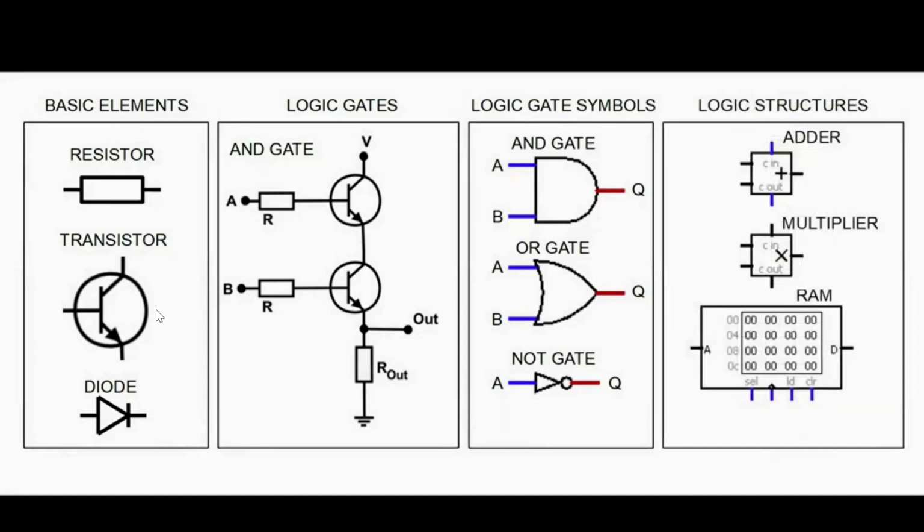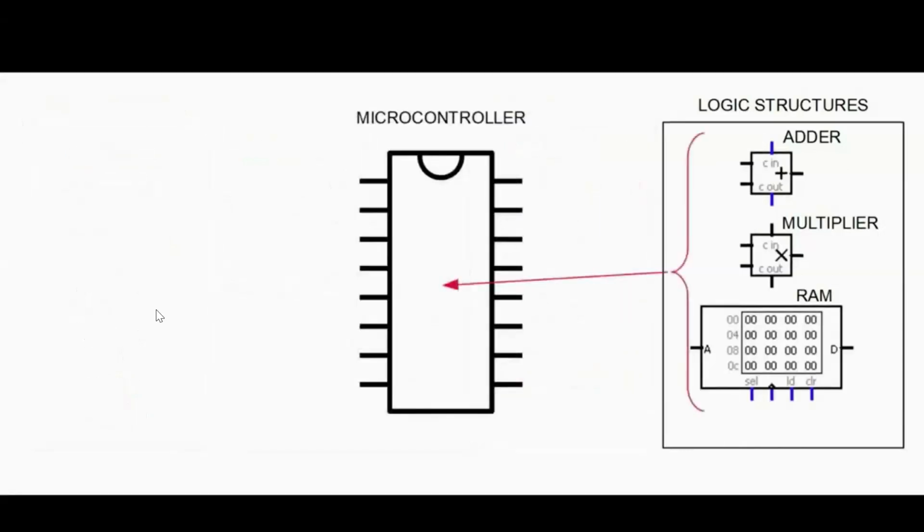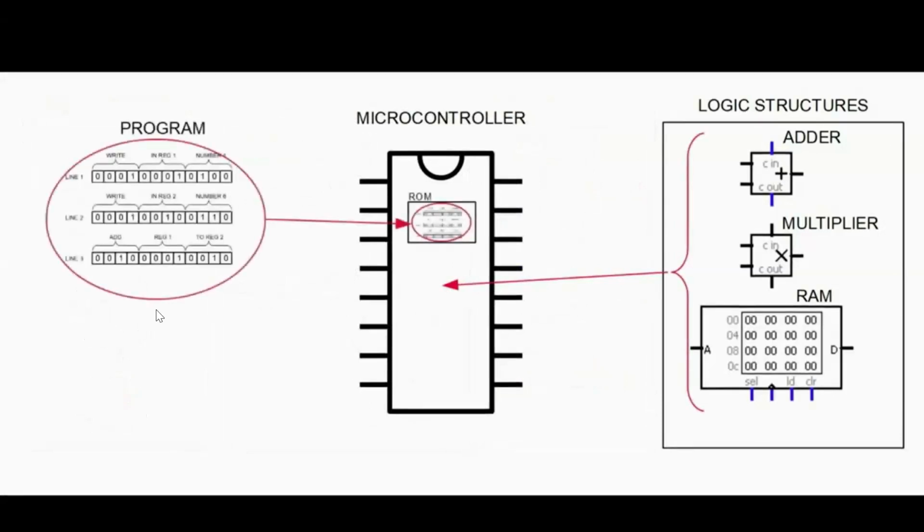Now using these logic gates, we can create more complex structures that are capable of adding, subtraction, multiplication, and even storing digital information. These are the types of structures that are inside a microcontroller, and it is possible to control them by using something called a program.